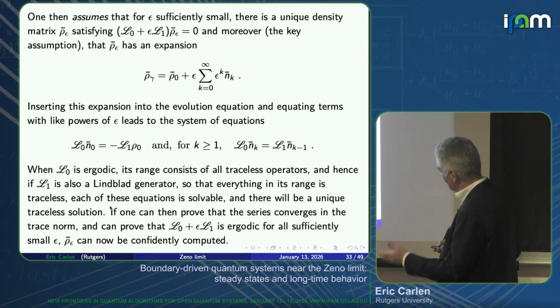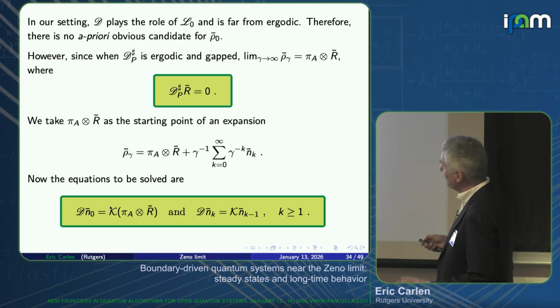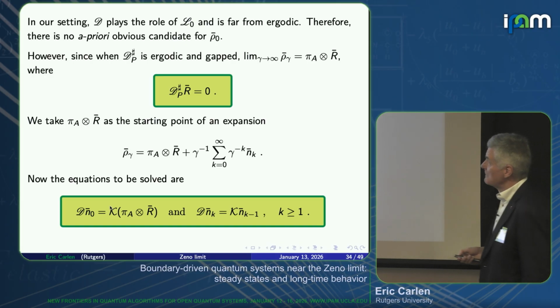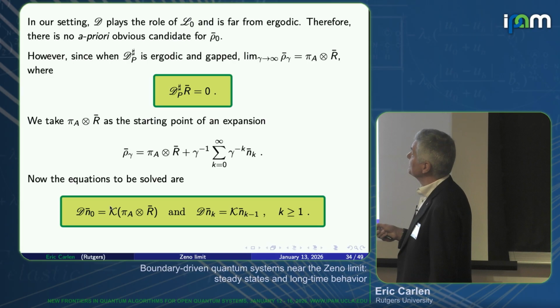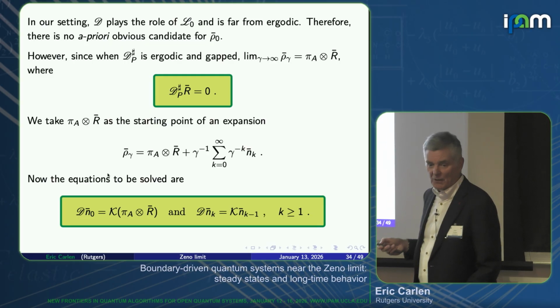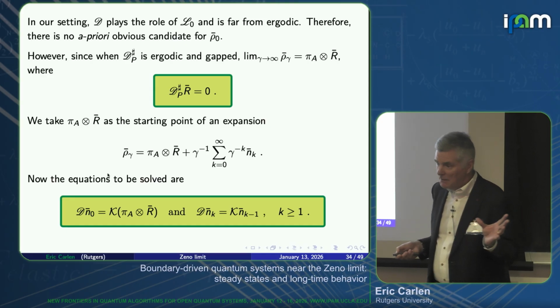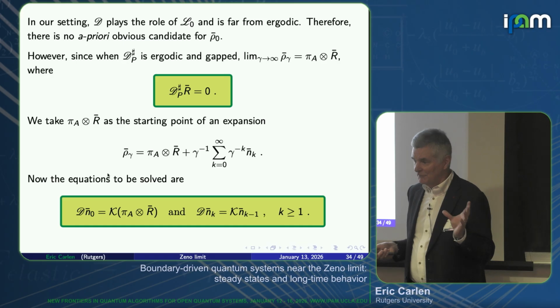And if you can then control the size of the terms, you can make sense of this. Okay, now our problem is of a different sort, because in our problem, the D plays the role of the L naught, and it's far from ergodic. It's got a huge null space, and what do you take as your starting point for the expansion?